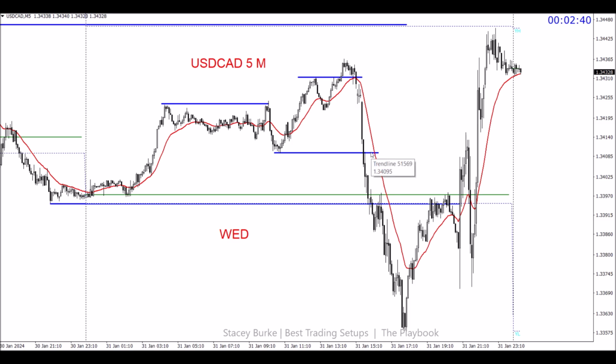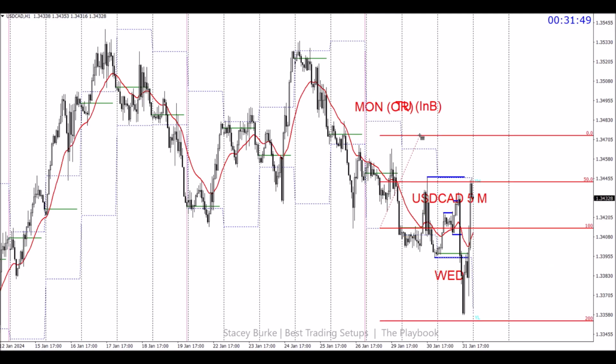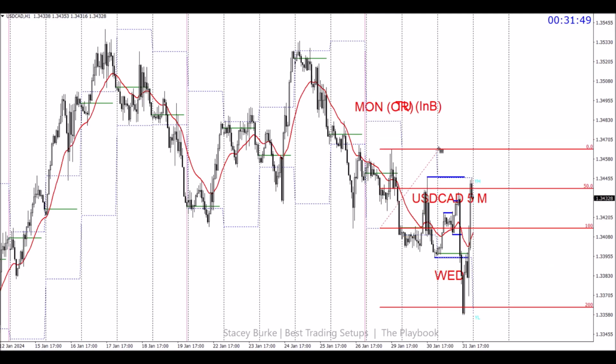And again, targeting a full range expansion of our high low. Now this actually completed, if we back this up, look at our 1 hour chart, that is a full range expansion of Monday's opening range. So we had an opening range breakout that continued on day 3 in line with the direction of that original expansion on day 2.